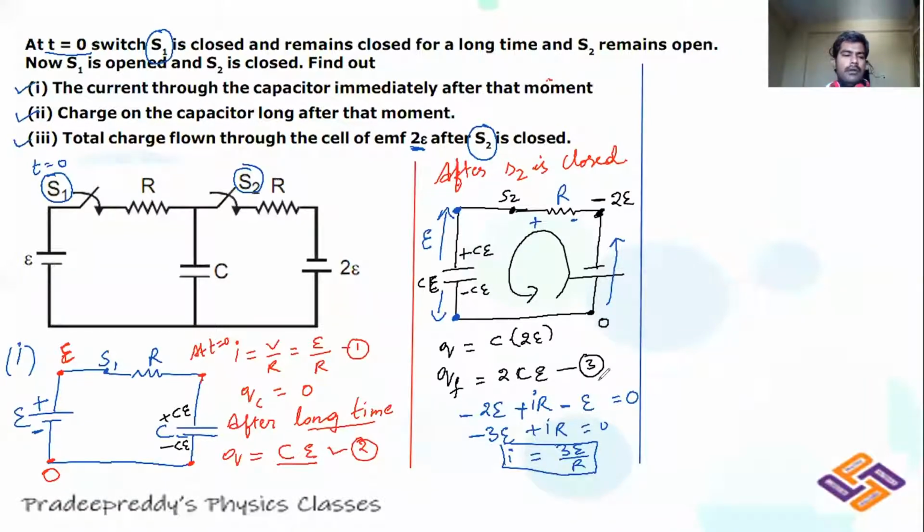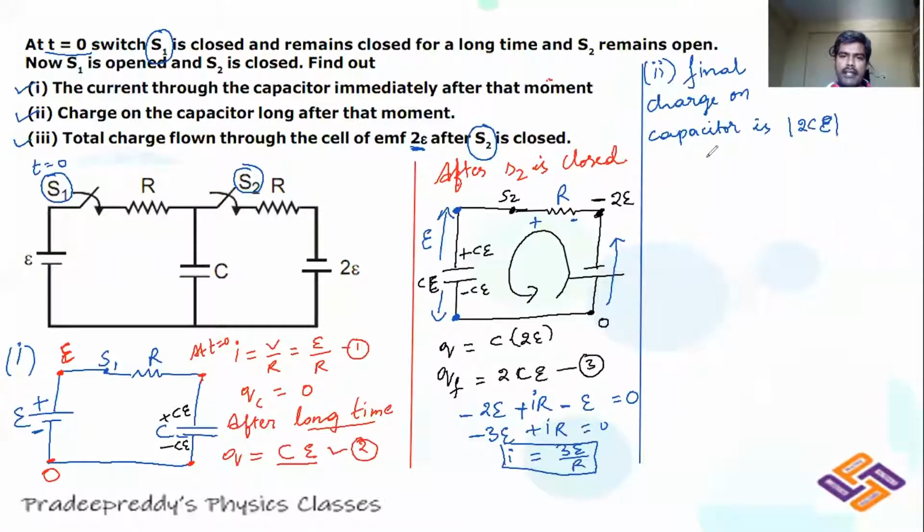Okay. So in the second question, the final charge on the capacitor is 2CE. 2CE, right? And as you are connecting it in reverse polarity, what would happen? The polarity over here gets reversed.